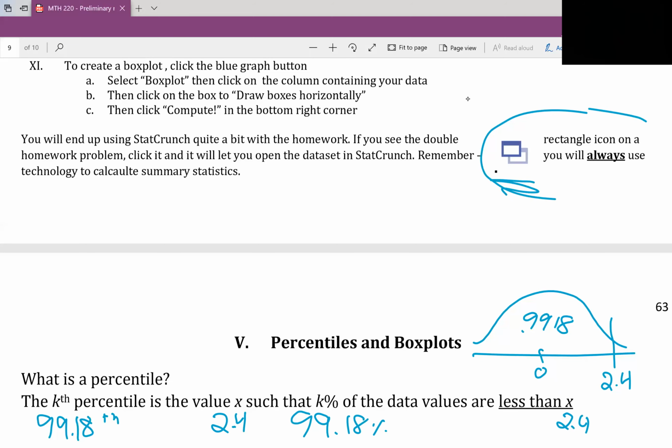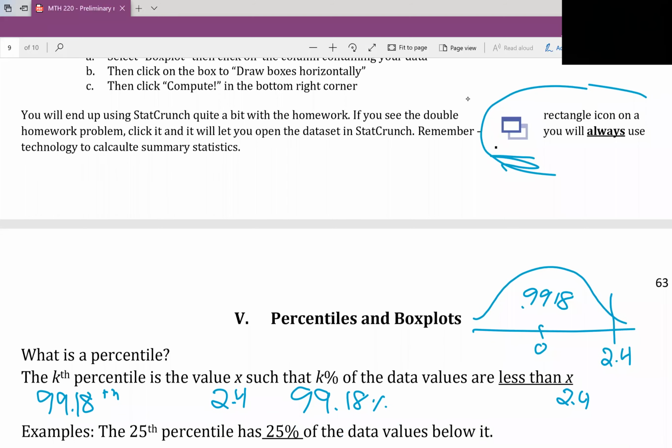Percentiles are commonly used when parents talk about their child's growth. Like, my 2-year-old is in the 90th percentile of height. Well, that means they're really tall for a 2-year-old. Versus, my 3-year-old is in the 20th percentile for weight. Well, that means they weigh on the lower end, they're a little skinnier. So percentiles are what we're going to need to help construct box plots.